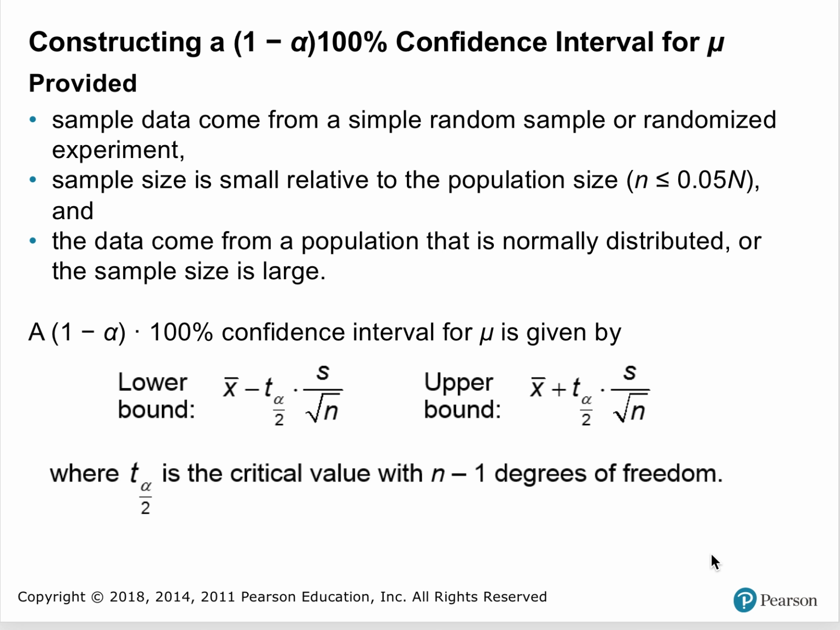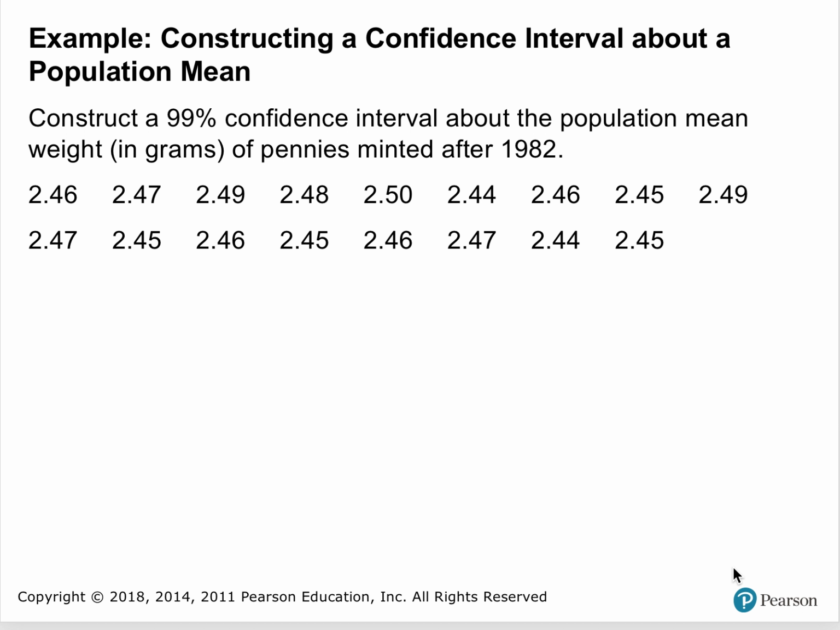All right, so we got new formulas. Let's look at an example. Construct a 99% confidence interval about the population mean weight in grams of pennies minted after 1982. Okay, so the first thing I need to do, earlier we just found that mean, and now though it's asking us to construct a confidence interval, right?